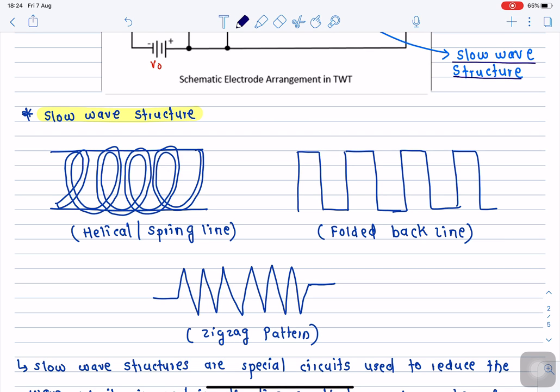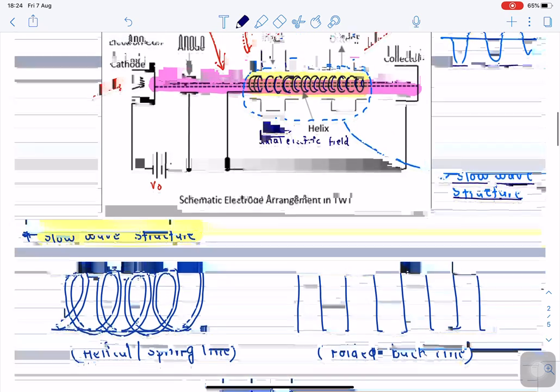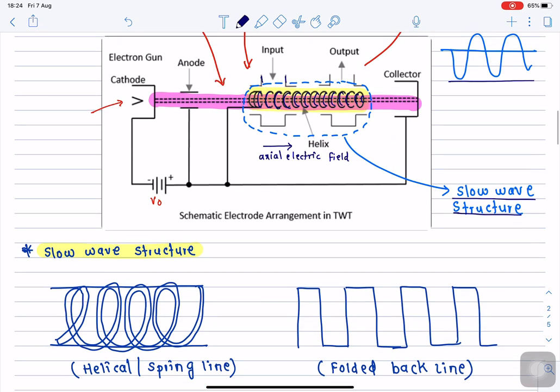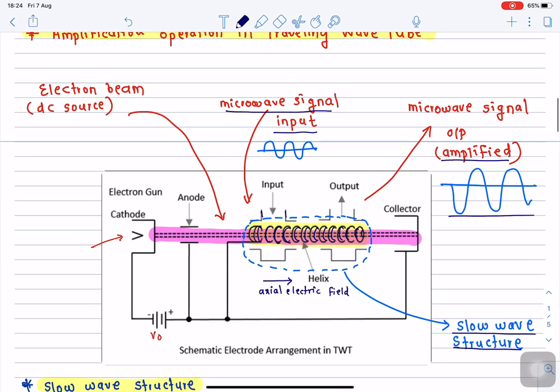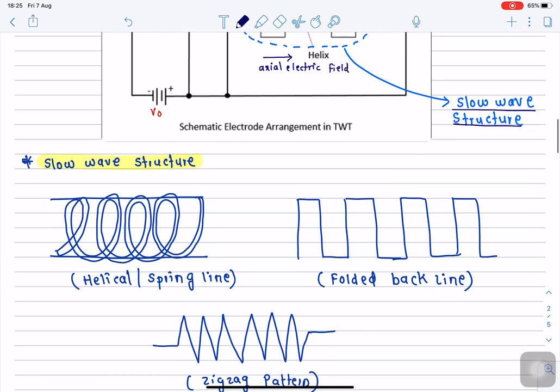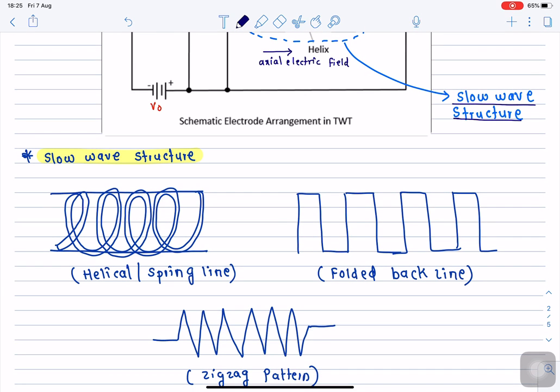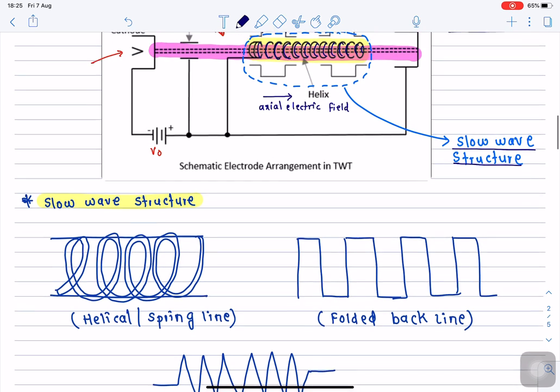Now please remember, a slow wave structure is an essential and very important component of a traveling wave tube. Without using a slow wave structure, the traveling wave tube cannot work as an amplifying device. Here the purpose of using the slow wave structure is to slow down the propagation speed of the electrons. Now a question may arise: why do we want to slow down the propagation speed of an electron?